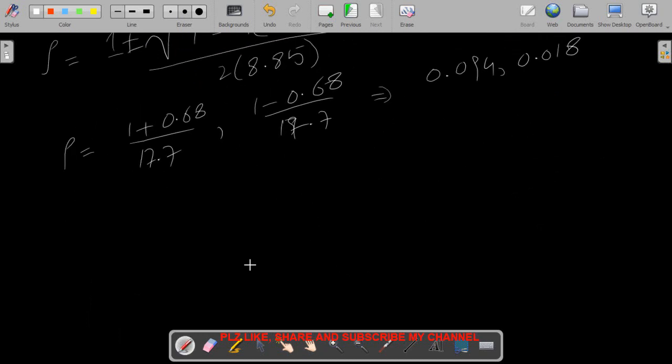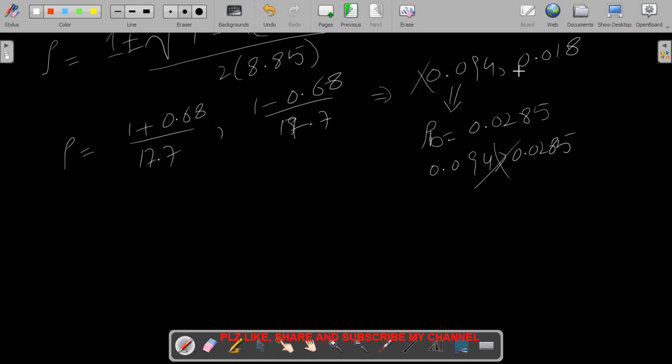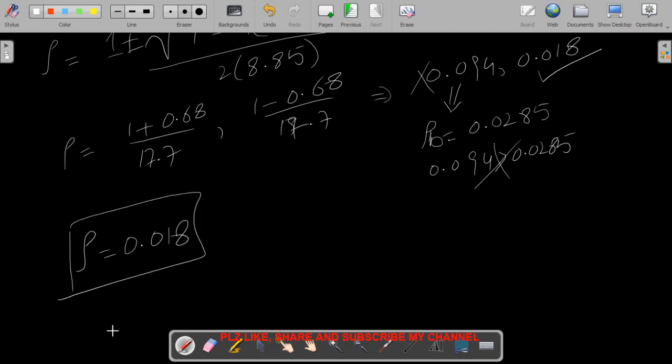As you can see, if we compare this value with my rho B, so my rho B value is 0.0285. So this value is more than the rho B, 0.0285. So I will ignore this one, right? I will ignore this one and I will select this one. So my rho value is 0.018. This is my final rho value, and from this I will calculate my area of steel, right?